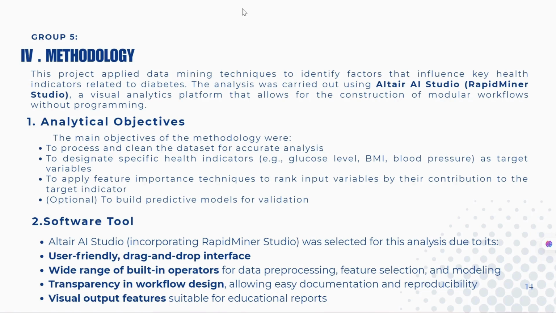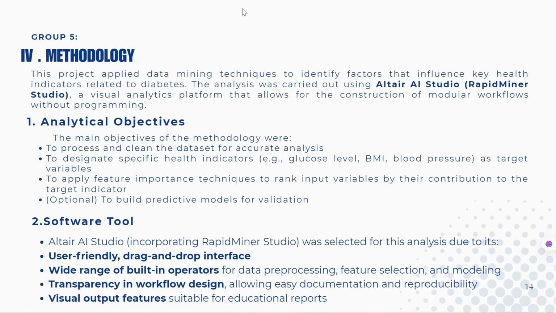Okay, so following up with Kyo, Introduction to Diabetes. Here's my detailed evaluation of our methodologies. Our project applies data mining techniques to identify factors that influence key health indicators related to diabetes, and we're doing so using Altair AI Studio, or RapidMiner Studio, a visual analytics platform that allows us to construct a modular workflow without programming. Our main objective in this method was to process and clean the dataset for accurate analysis. We also designated specific health indicators like glucose level, BMI, and blood pressure as target variables. We also applied feature importance techniques to rank the inputs by their contribution to the target indicators. And we also optionally build predictive models for validation, though this might be more of a future work.